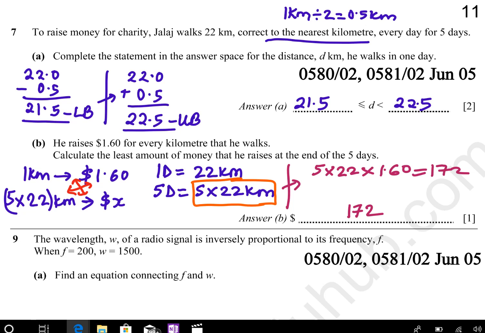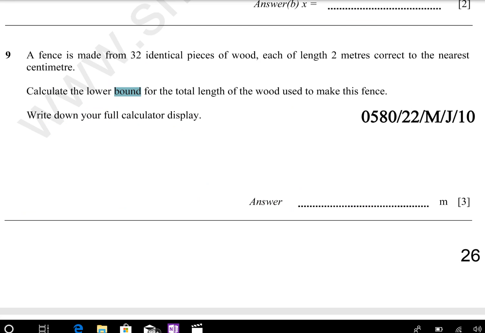A bound based question, a new one. This question has been taken from May June 2010 paper 2-2, and this is question number 9. A fence is made from 32 identical pieces of wood, each of length 2 meters, correct to the nearest centimeter. Calculate the lower bound for the total length of the wood used to make this fence. Write down your full calculator display.